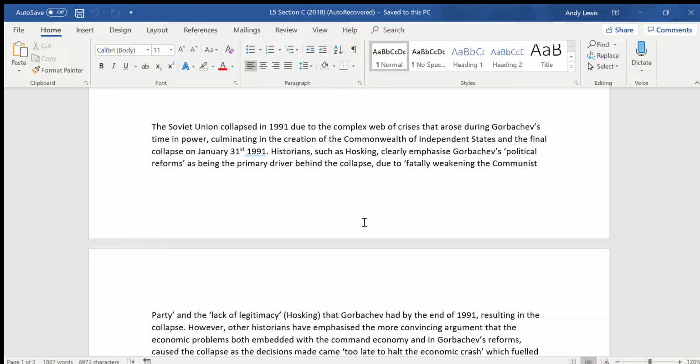So fairly simple starting sentence there, just outlining what they define to be the actual collapse of the Soviet Union, that collapse on the 31st of January 1991.